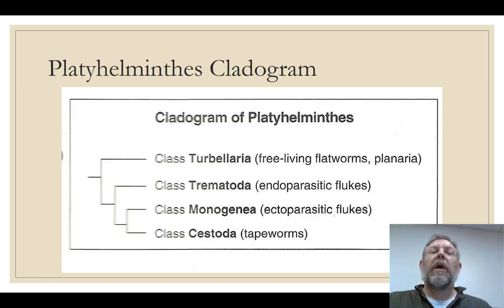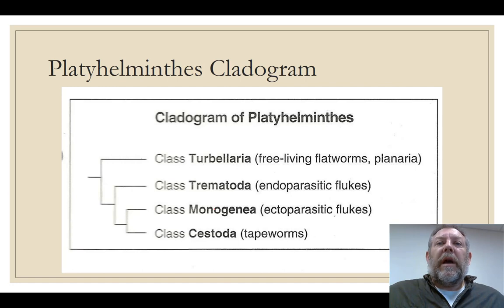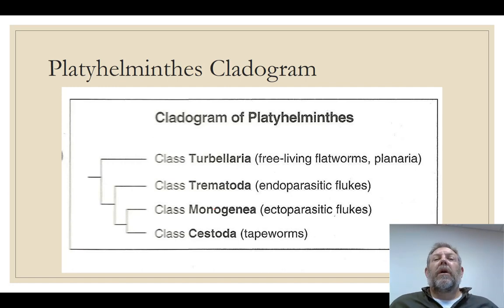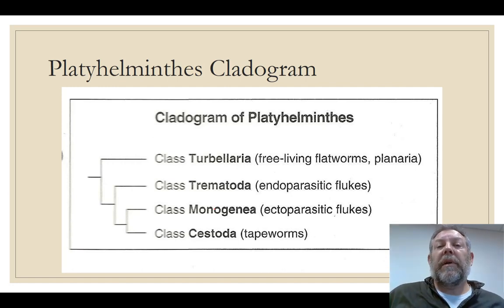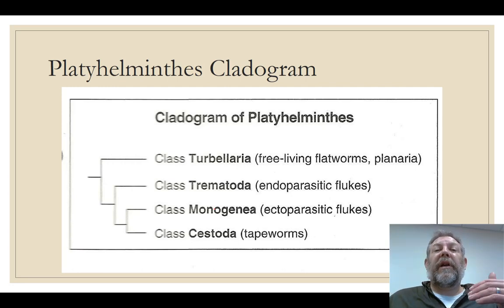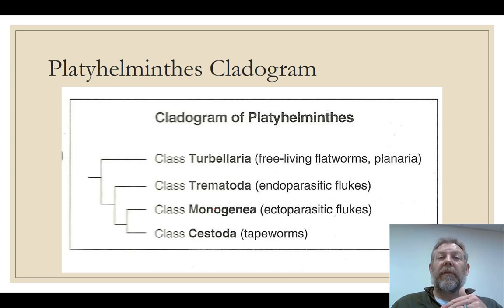Okay, so if we look at the Platyhelminthes, you recall from our taxonomy, what's the next level down? We're in the kingdom Animalia, and below kingdom is phylum. And of course, we're in the phylum Platyhelminthes. So kingdom, phylum, class. Class is the next taxonomic division. And so we've got four classes that we're going to look at here in Platyhelminthes.